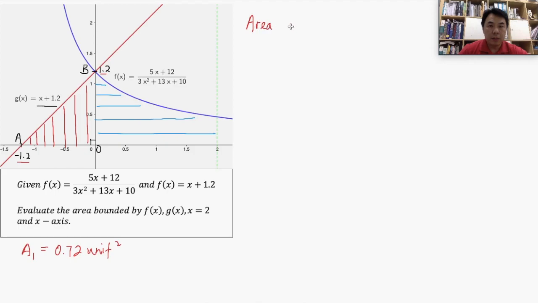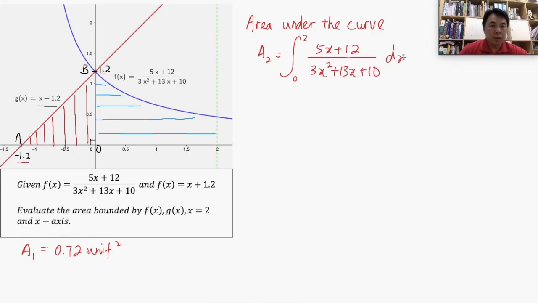Area under the curve. In this case, I'm interested in getting the area under the curve from x equal to 0 to x equal to 2 for this particular rational function, (5x + 12) over (3x squared plus 13x plus 10) dx.